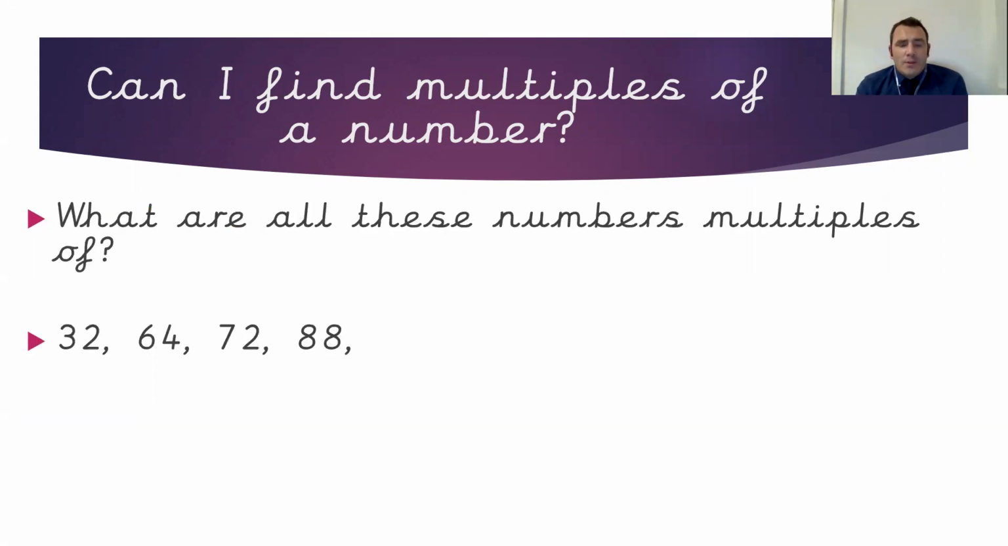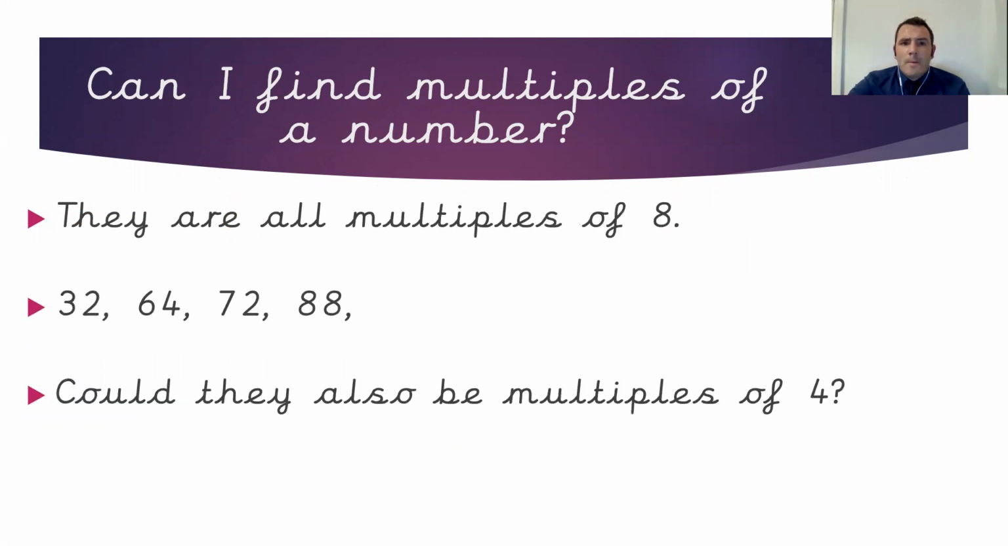Okay, some different numbers for you to have a look at this time. What are all of these numbers multiples of? So you'll need to use your times table knowledge here. They all fit into at least one times table that you will know. Pause the video here and have a look. They're all multiples of 8. So 32, 64, 72, and 88 are all in the 8 times table.